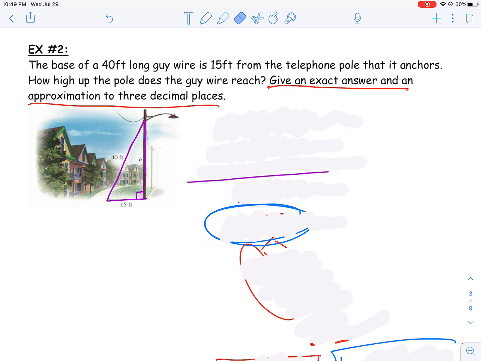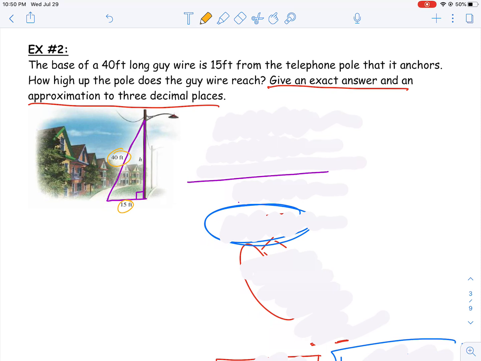All right, let's do another one. Example number 2 says the base of a 40-foot long guy wire is 15 feet from the telephone pole that it anchors. So we have a telephone pole. We're going to assume that the telephone pole was installed straight. And then we have the ground, which we're going to assume is horizontal. So we have a nice right angle. It says it's 15 feet from that telephone pole. So I know that this distance is 15. And it says that the wire is 40 feet long.